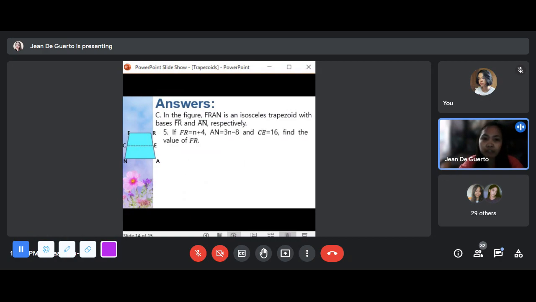Number 5. Ayan. Same lang din yung gagamitin ninyong formula sa number 4. If FR is equal to n plus 4, AN is equal to 3n minus 8, and CE is 16, find the value of FR. So same formula. Twice the median is equal to the sum of the two bases.